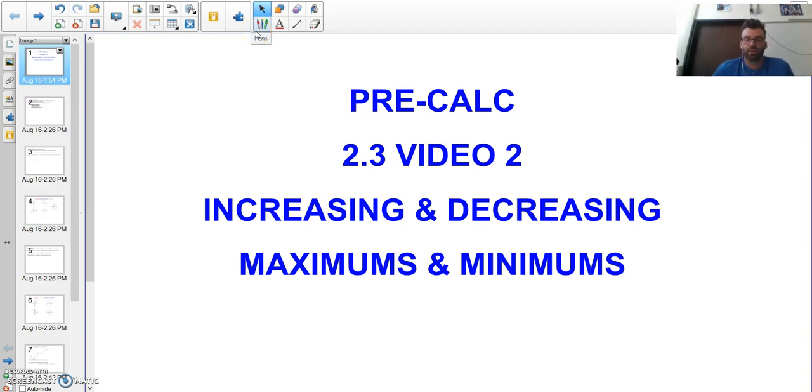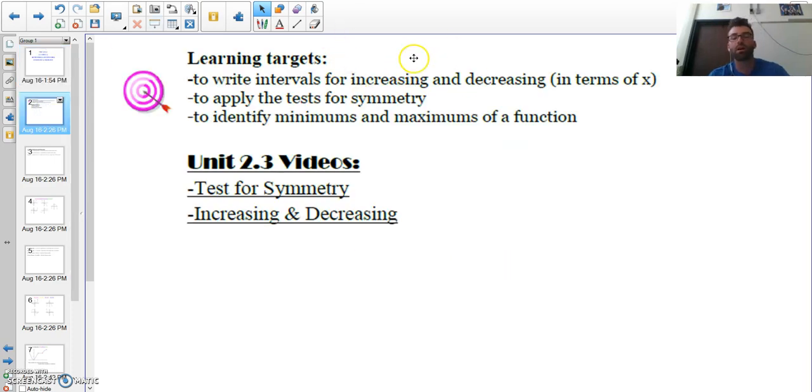Okay, here we go. Today we're talking, this is our second installment of 2.3. We're going to deal with increasing and decreasing intervals. We'll talk about constant intervals. We'll talk about maximum, relative maximum, absolute minimum, relative minimum, all that fun stuff, all jam-packed in one video. Aren't you lucky? So our learning targets for today.